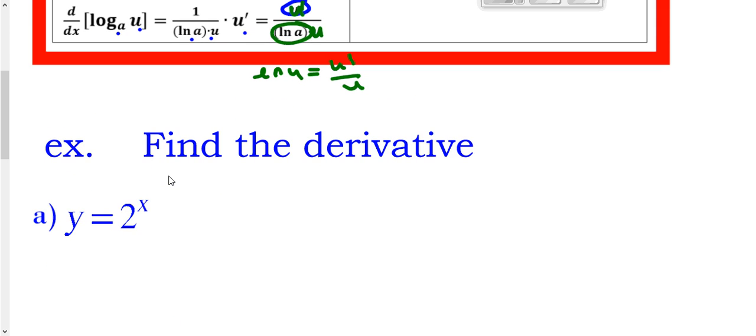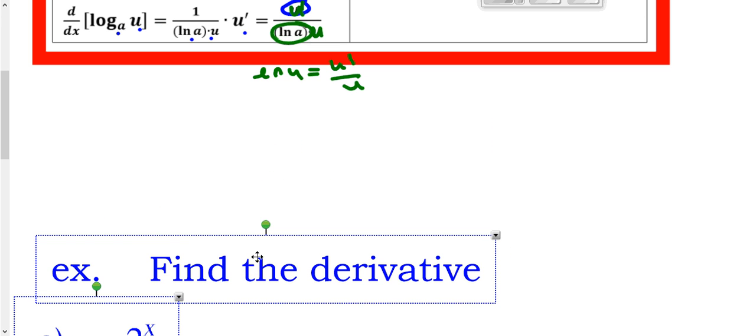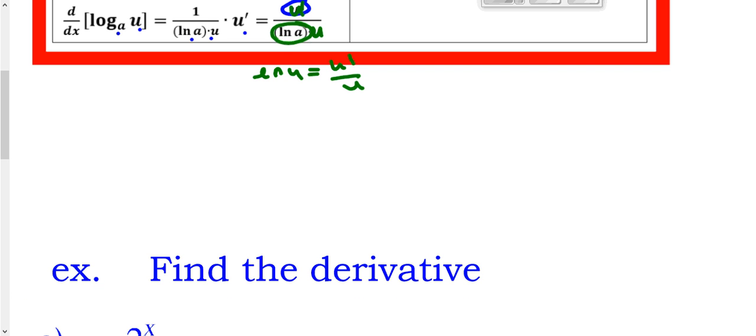Let's find the derivative of these next couple. So we have y equals 2 to the x. There is one note that I want to add to that, just like we did the other one. So just pause, don't write that. I want you to make a note.